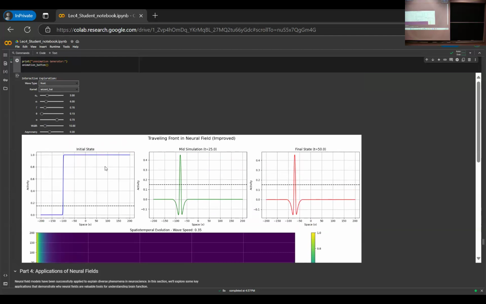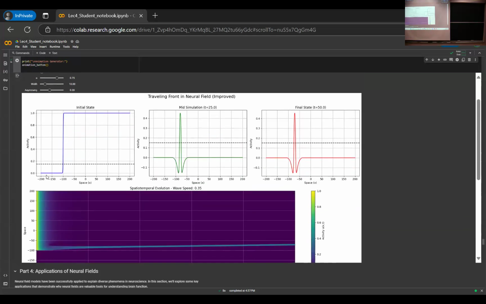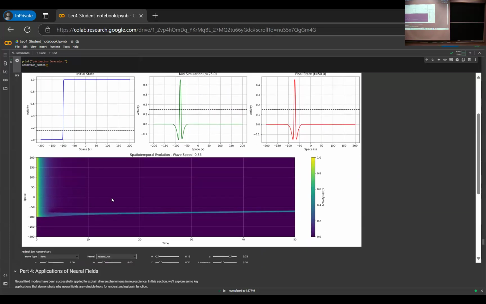Yeah. And for the bump, it has to be that the other side of the field as well should be on the left side of the firing rate response function. But even if I don't explicitly state that, the stable pattern that emerges is a bump rather than a front, which is what we're seeing here.